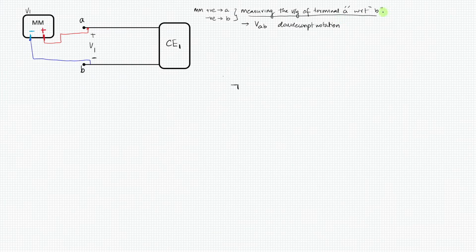Now, what is the meaning of measuring the voltage of terminal A with respect to B? Basically, in simple English, it just means how high or how low the voltage at terminal A is with respect to the voltage at terminal B. Is it higher by 10 volt, higher by 5 volt, or is it less by 5 volt, less by 10 volt? The voltage you are trying to measure by connecting the positive of the multimeter to terminal A and the negative to terminal B is basically how high or how low the voltage of terminal A is with respect to terminal B.